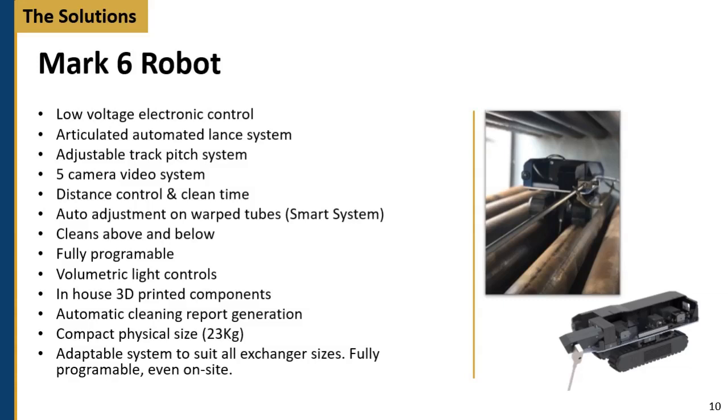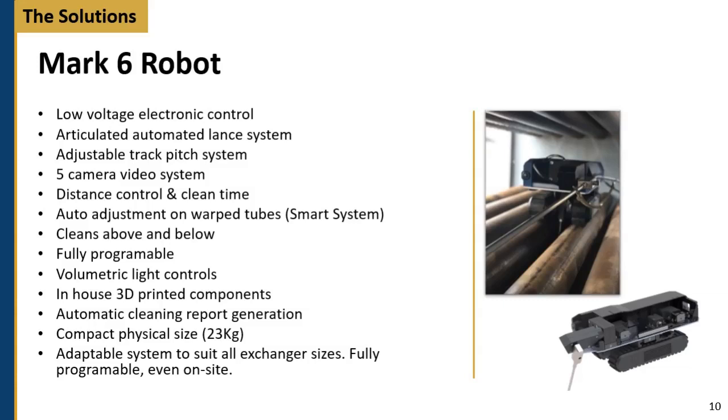Auto adjust on warped tubes. If a tube is warped for a length of the furnace, we can move the track affected further out to compensate. Cleans above and below. The lance can be angled upwards as well as down, enabling cleaning of tubes above the robot. Fully programmable. The Excel sheets loaded into the software program the robot fully to clean the furnace in question. These are loaded up in minutes and can be easily modified and updated as and when required.